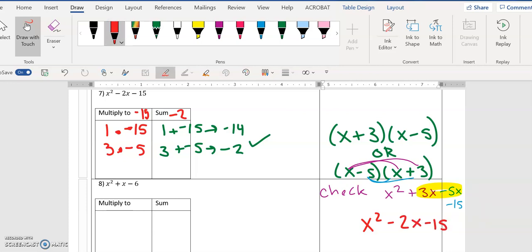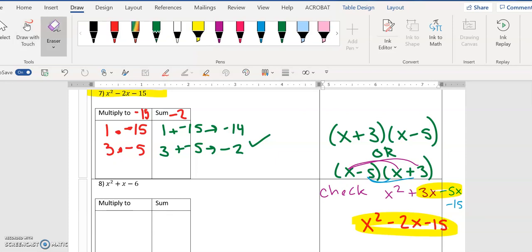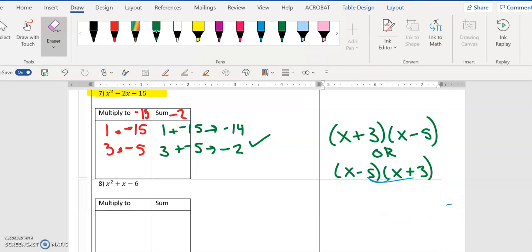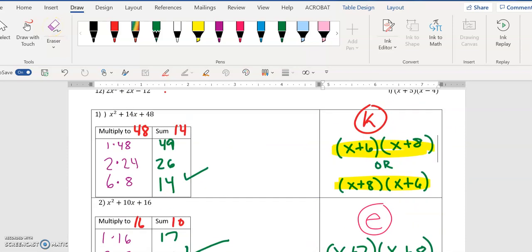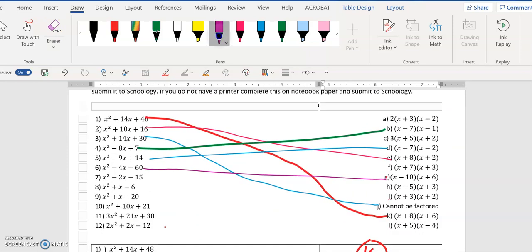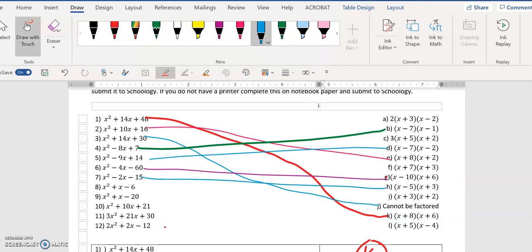Now this check isn't required, but it is an option. When you multiply and check, you get the same thing you started with. You can check any of the problems on this entire handout this way, and you should get exactly what you started with. Okay. Going back to matching. So number 7, x minus 5, x plus 3. H. Man, these are going really straight.